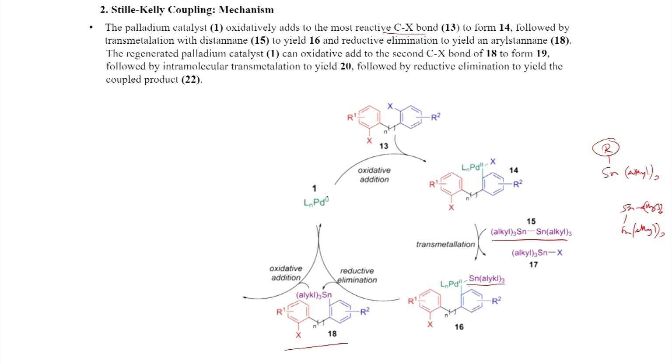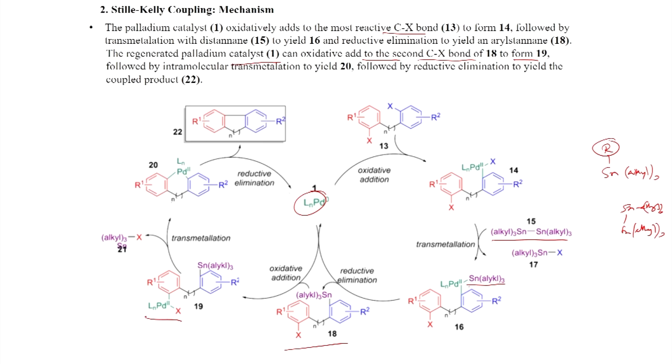Now, this palladium will be generated again and this palladium will do the oxidative addition to generate this one, 19. So, the regenerated palladium can oxidatively add to the second C-X bond of 18 to form 19, followed by transmetallation. Actually, this is the Stille reaction happening here, because you have the tin component and you have the oxidative palladium component. So, the Stille reaction happens and you get this intermediate, followed by reductive elimination, you get this compound, this is the product, and the catalyst is regenerated.